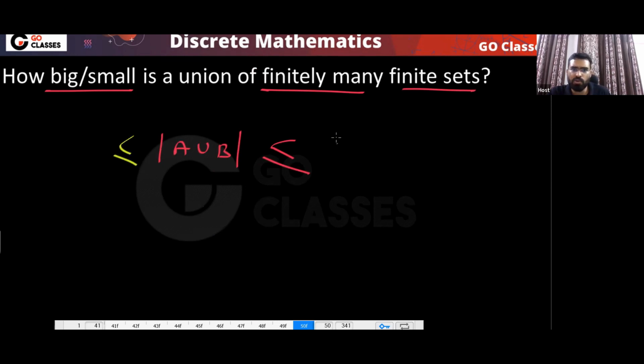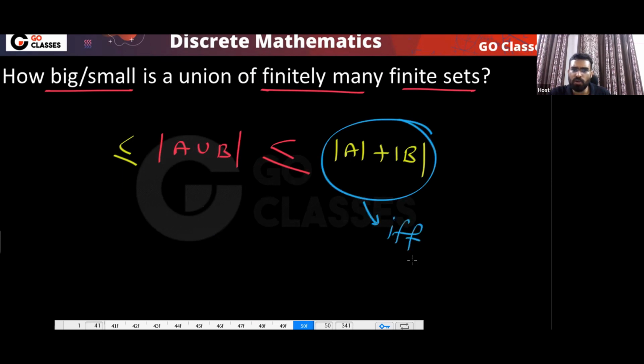So the maximum value you can get is the number of elements in A plus the number of elements in B. When will this happen, if and only if? When A intersection B is empty, which means A and B are disjoint. Very simple.